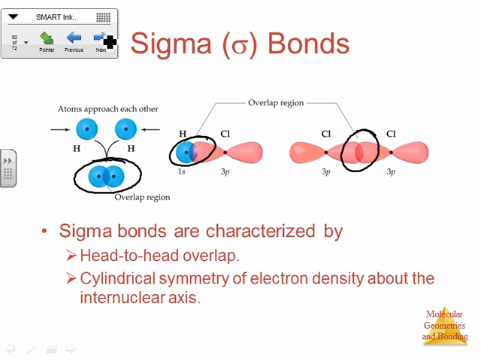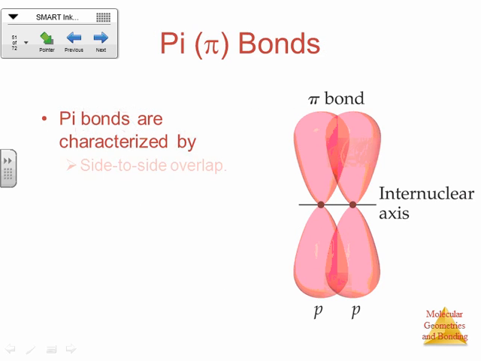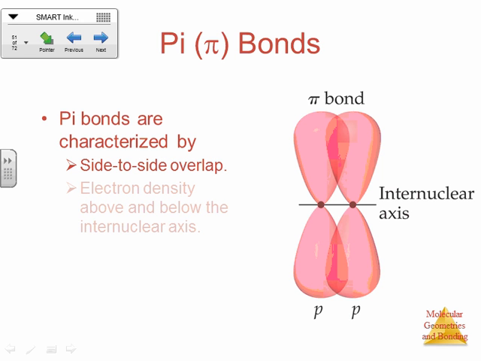And hopefully you remember this from last year. The first bond that's formed is always a sigma bond. That's a single bond. It's the first bond that always gets formed. Pi bonds are the second and third bonds that get formed, and so these are double and triple bonds. And these are going to be side-to-side overlap.